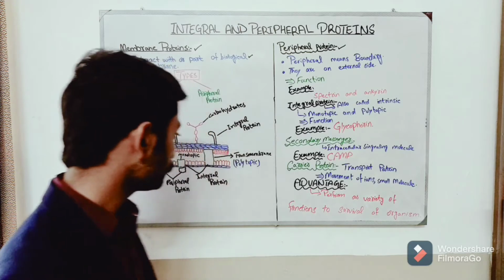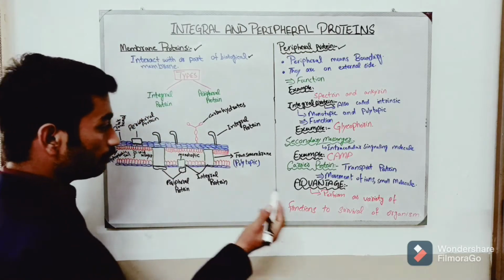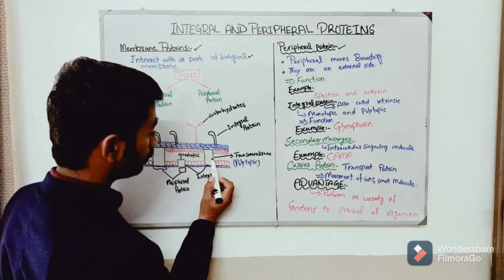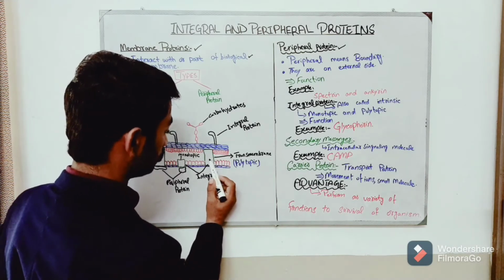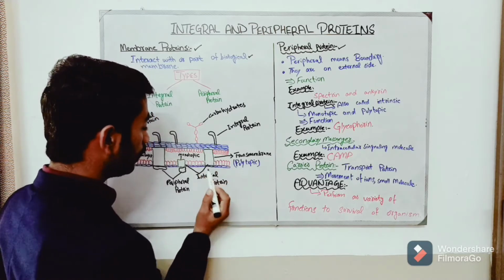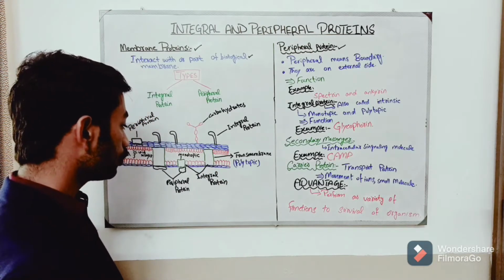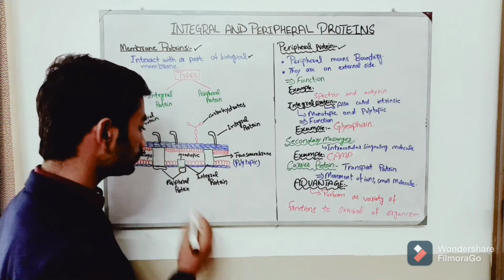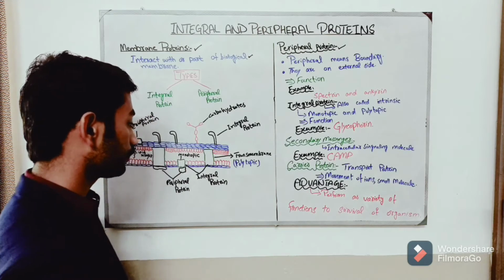As shown in the figure, the polytopic integral proteins pass in a multiple way. This structure is multiple way. And monotopic. This structure is monotopic because this is crossed in a single way.